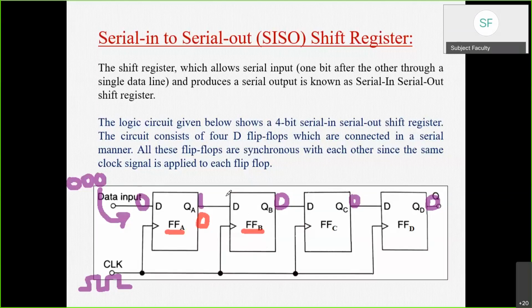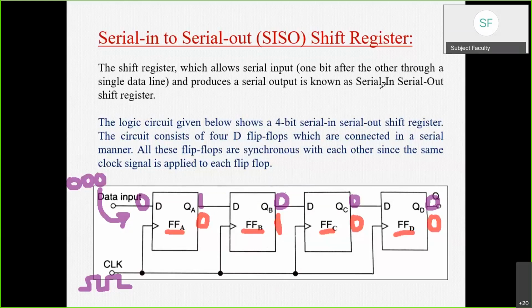So for flip-flop B, what was the input? The input of flip-flop B is nothing but the output of flip-flop A. So 1 was the input. So now this 1 will be transferred to the output of flip-flop B. So now it will come here. Now for flip-flop C, the input is 0, so again there will be 0. For flip-flop D, the input is 0, again it will be 0.